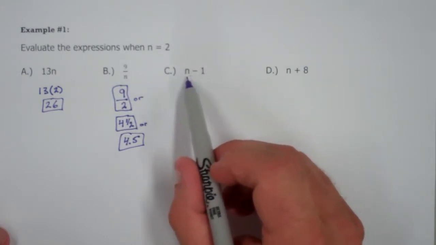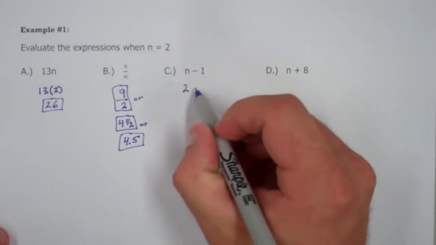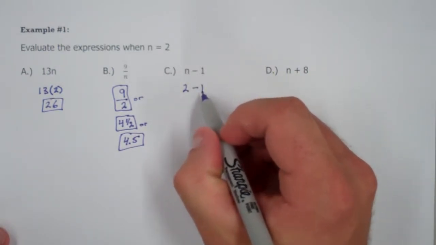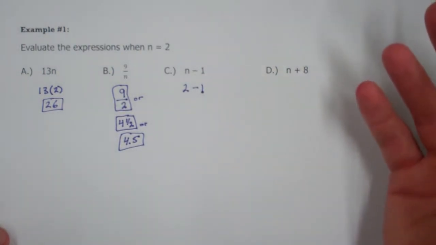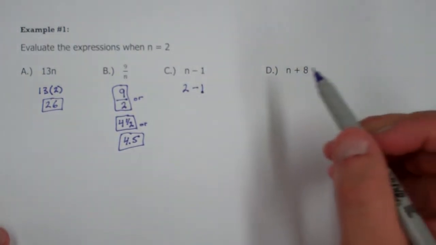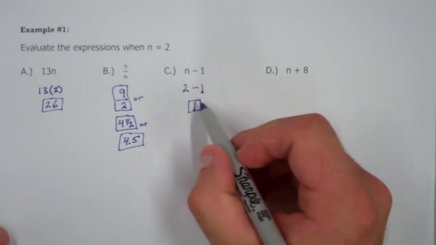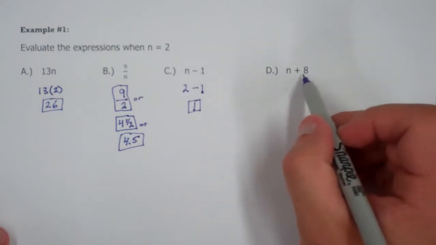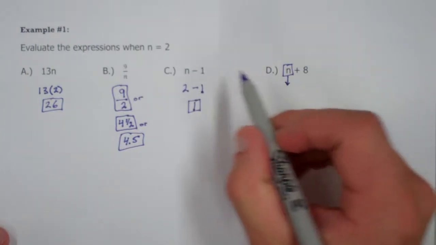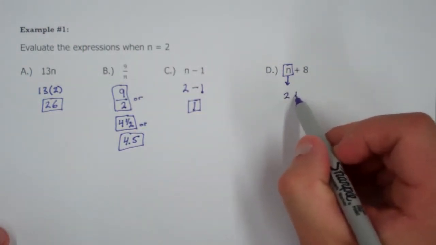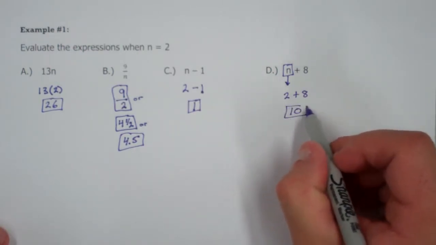Part C, we have n minus 1. So n is 2. And we've got to subtract 1. Notice how the n is just being replaced by 2, or substituted for, or switched out for. 2 minus 1 is 1. For part D, we have n plus 8. This value of n right here is just 2. So we have 2 plus 8, and if we perform that operation, we've got 10.